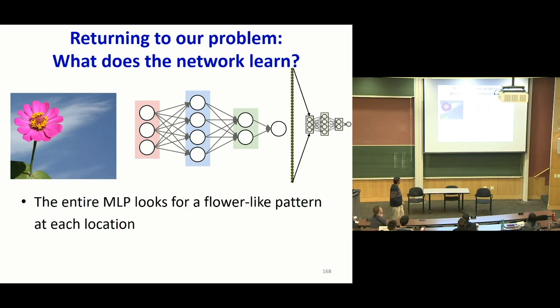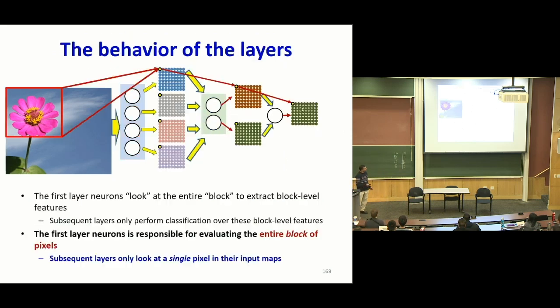Okay. So what does this entire behavior look like for the patterns we are looking at? Now, let's say I'm trying to look for flower-like patterns at each location. Then in our standard framework, what we did was look at this entire block using the MLP, right? So each of these dots has actually looked at the entire block, and subsequent neurons are only combining the information that each of these dots found. But then, what do you think each of these neurons is actually going to find?